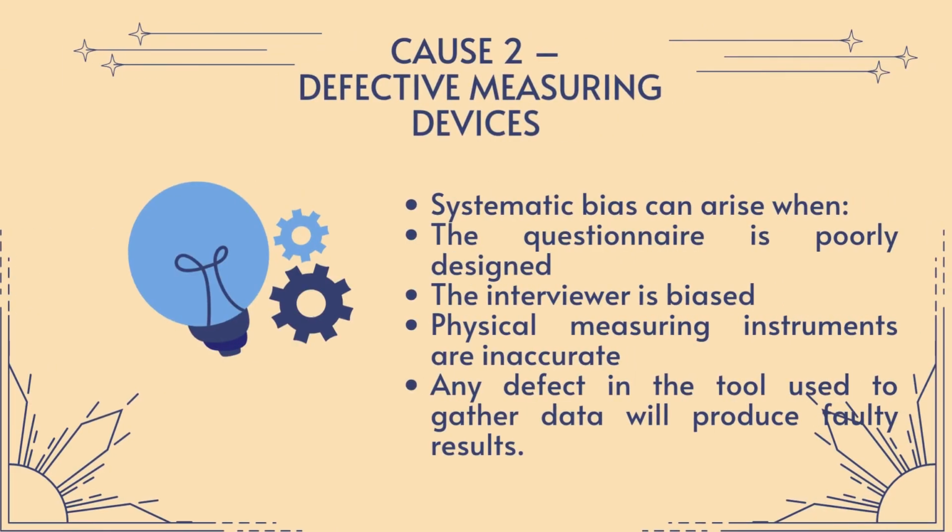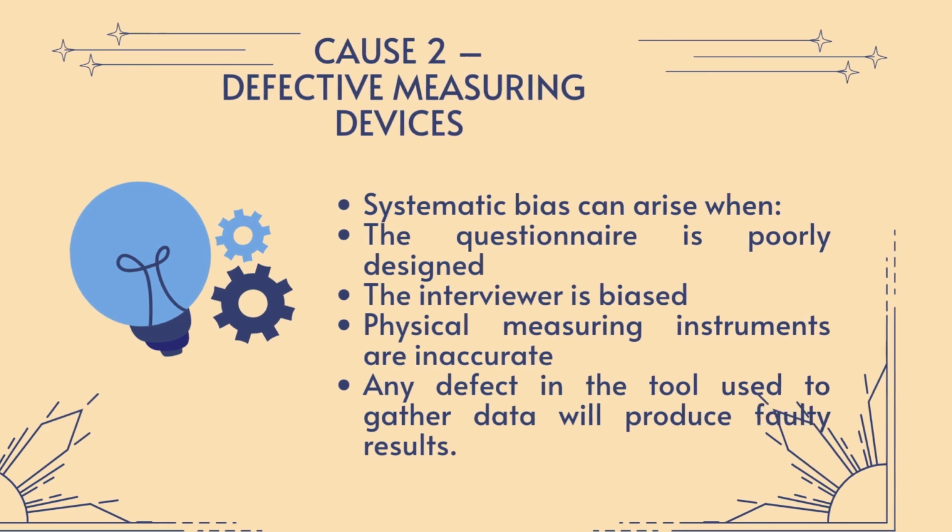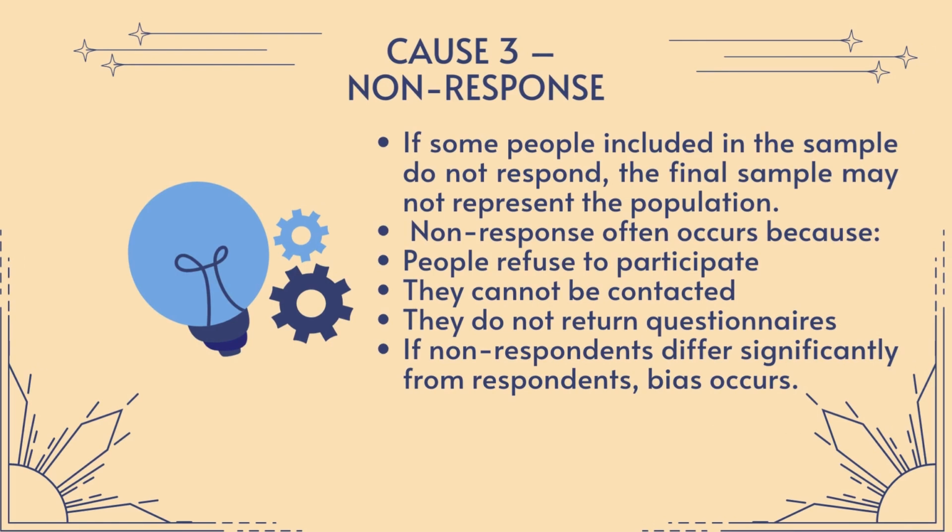Cause 2. Defective measuring device. Systematic bias can arise when the questionnaire is poorly designed, the interviewer is biased, or physical measuring instruments are inaccurate. Any defect in the tool used to gather data will produce faulty results. Cause 3 is non-response. If some people included in the sample do not respond, the final sample may not represent the population. Non-response often occurs because people refuse to participate, they cannot be contacted, or they do not return questionnaires. If non-respondents differ significantly from respondents, bias occurs.